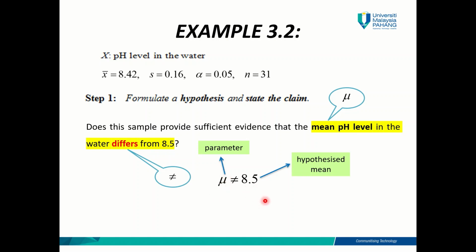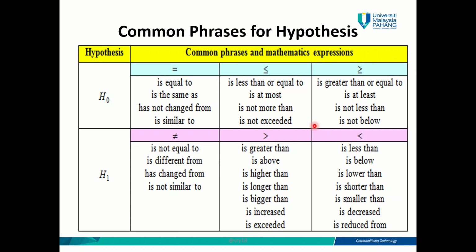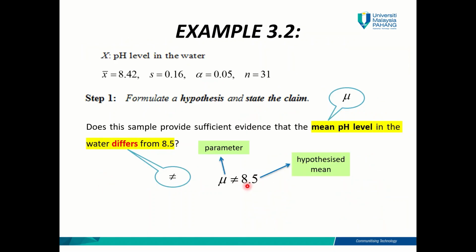Now, let us determine whether this belongs to H null or H1 by referring to this table on slide note page 7. Can you see where is the not equal sign? The not equal expression is here. Based on the table here, this expression belongs to H1. Therefore, your claim belongs to H1. So you're going to write this as H1. This is your claim.